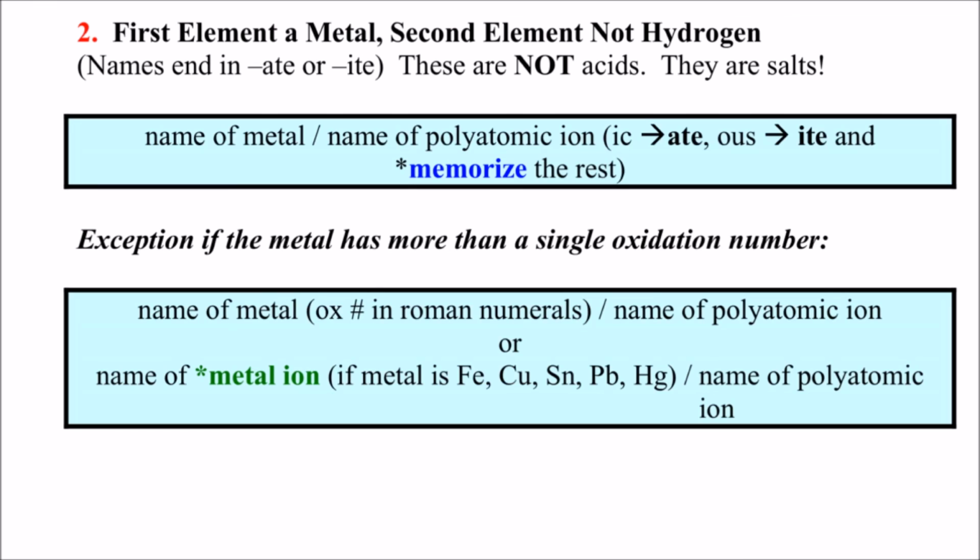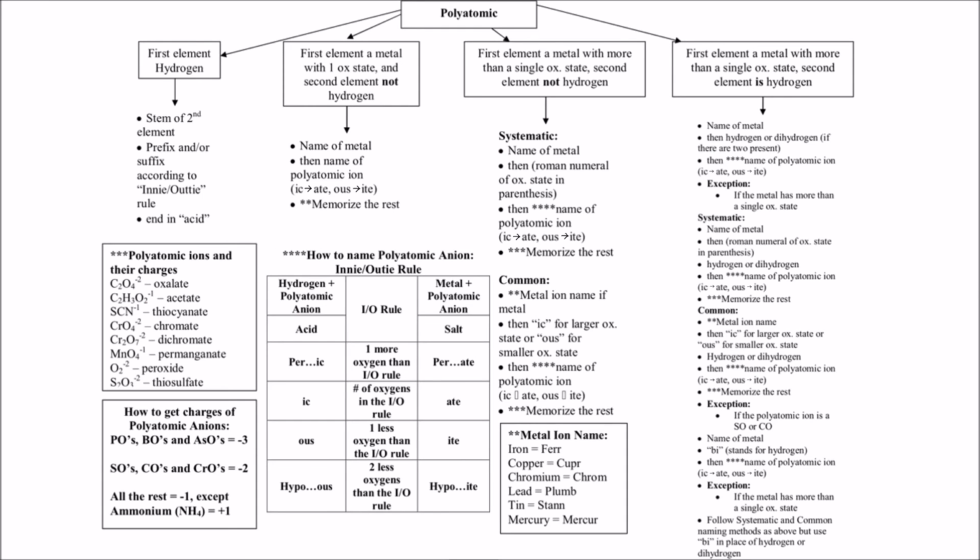I'd like to look at our flowchart first. Okay, we're on the polyatomic side, and we're right here in this box where the first element is a metal with one oxidation state, and the second element is not hydrogen. Now remember, metals that have only one oxidation state are in group 1 or group 2 of the periodic table, and some can be found in group 3 like aluminum. The ones that have more than one oxidation state are those transition metals. We're not quite there yet.